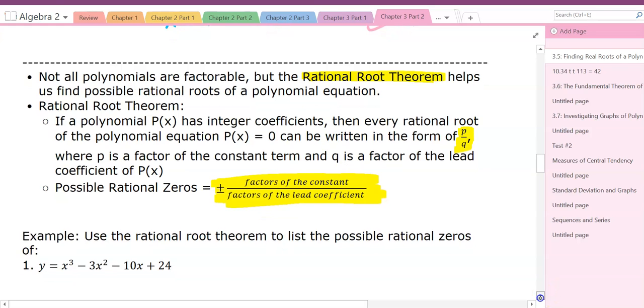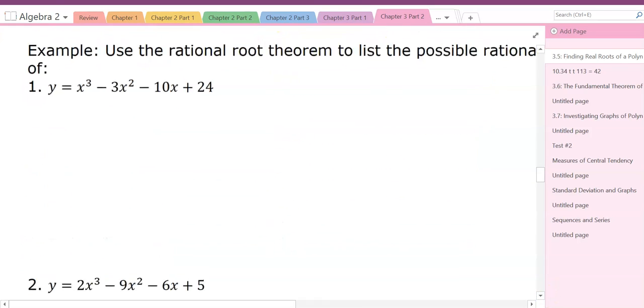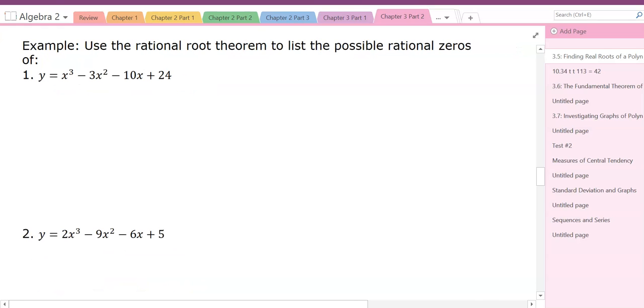Let's take a look at an example. We're just going to practice listing out the factors for now. We're not actually going to solve these yet. So they're going to give us something like this: x to the 3rd minus 3x squared minus 10x plus 24. Your P, like I said, is always the last number, the constant, so that's going to be the 24. And your Q is going to be what's in front of the term with the biggest exponent. x to the 3rd is the largest exponent I see. What number is sitting in front of that x? 1. So 1 is going to be my Q.